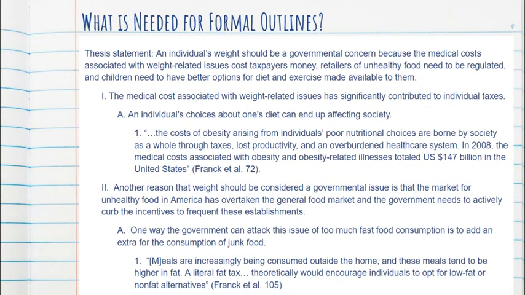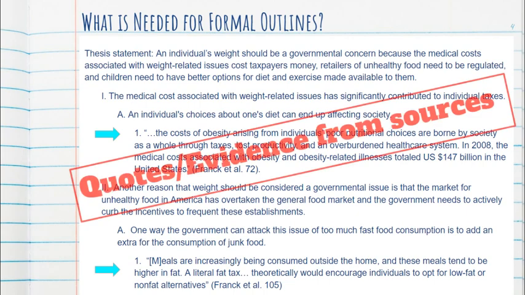In this next example of a formal outline, the writer included quotes from an outside source. The quotes are some of the minor supporting details the writer intends to use in the paper to support the major supporting details. You will need to include quotes or evidence from the sources you are using in your formal outlines for this course.